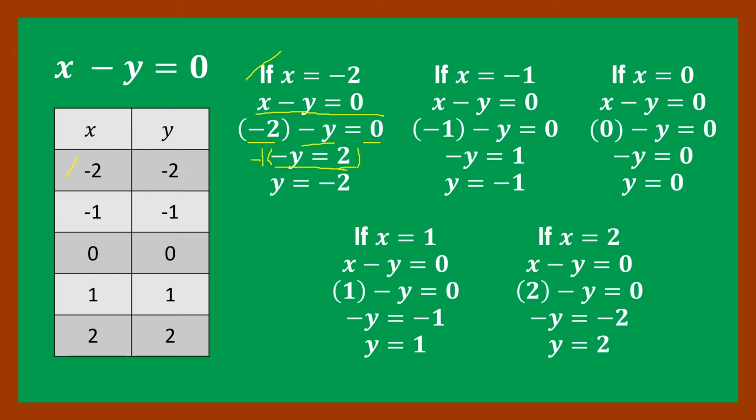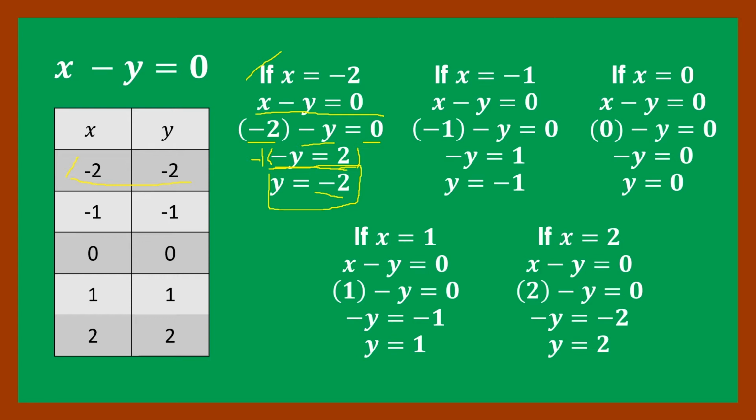So negative y times negative 1 is equal to y. And positive 2 times negative 1 is equal to negative 2. Therefore, ang value natin ng y, given na x is equal to negative 2, would also be equal to negative 2. So this would be our first ordered pair, negative 2, negative 2.